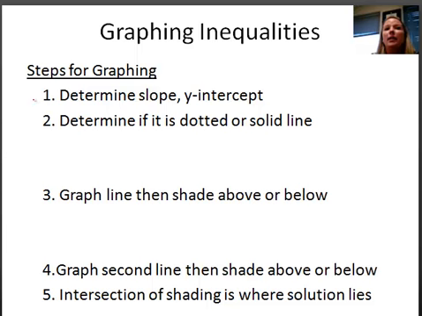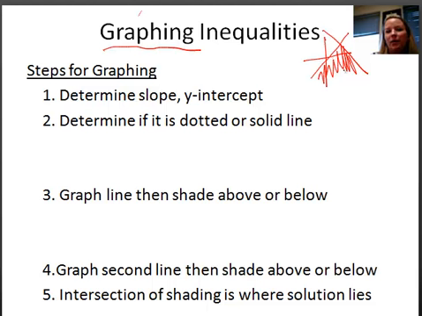Alright, when we're doing inequalities, there are 5 steps. You have to graph inequalities, because the solution to an inequality, let's say we had a line like this and a line like this, is a shaded region, meaning that multiple answers would solve the system of inequalities. The first thing you have to do is determine the slope and y-intercept of one of the equations, because we want to graph that first. So we want to find the slope and the y-intercept, where it crosses the y-axis.